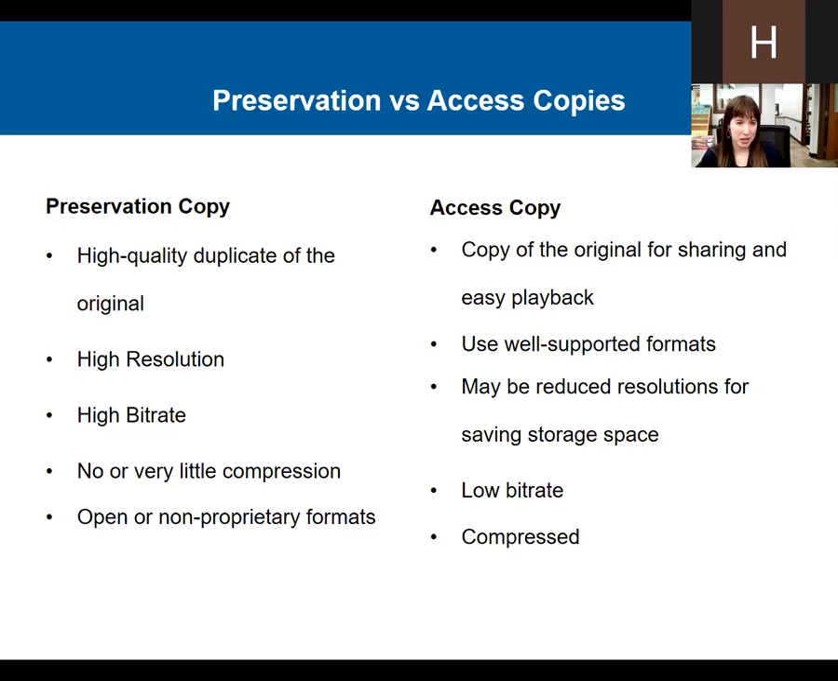An access copy is an additional copy that is more useful for sharing and easy playback. This is also a copy that you can edit if you are trying to Photoshop your photos or edit them after the scanning process to improve, restore, or fix any issues that you might have with your photo or your document. It's typically going to be a low bit rate, so you have more storage space, and a compressed file.